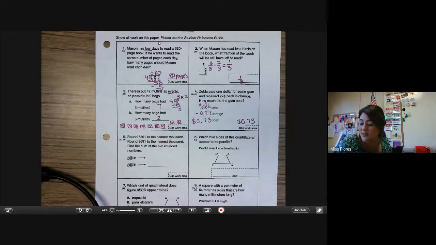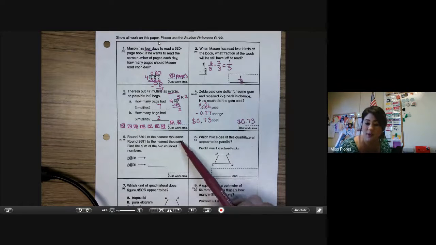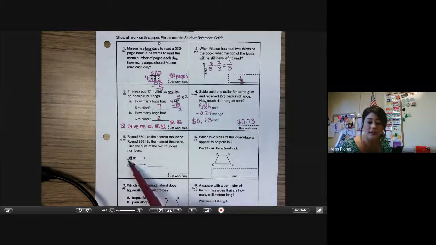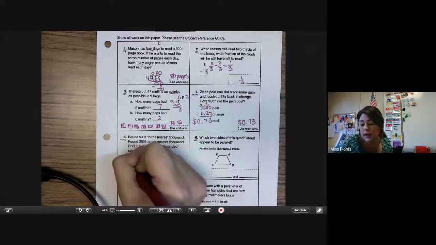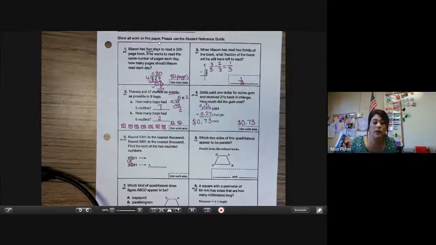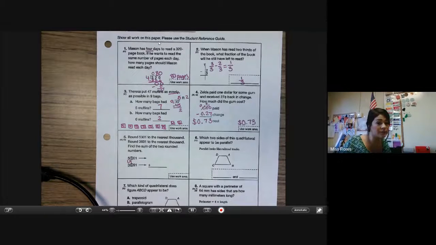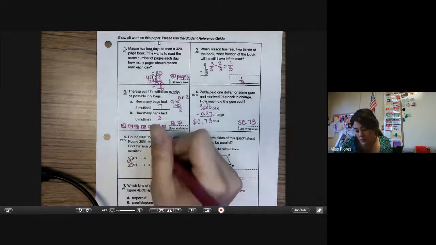All right, number 5, it says round 5,301 to the nearest 1,000, okay? Since we're rounding it to the nearest 1,000, okay, our 1,000 number is our 5. So we're going to look at our 3, okay? Is our 3 below 5? Yes, it is. So that means that 5 is going to stay alive and stay the same.